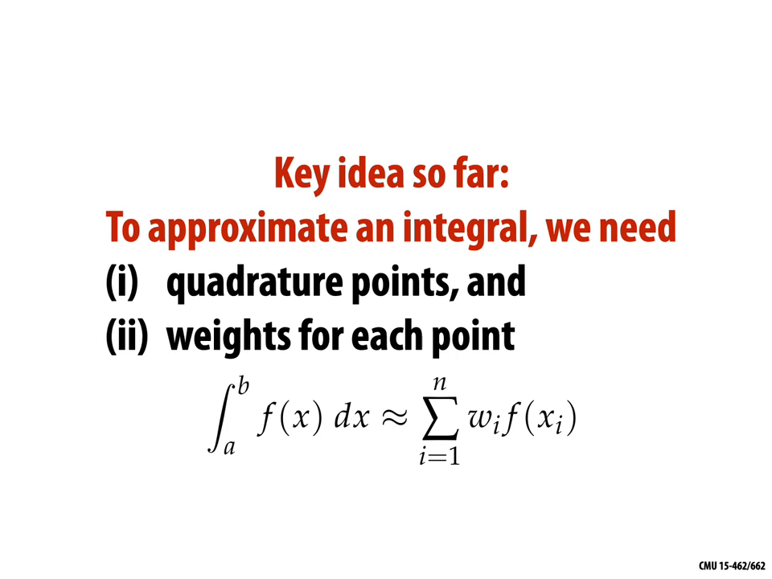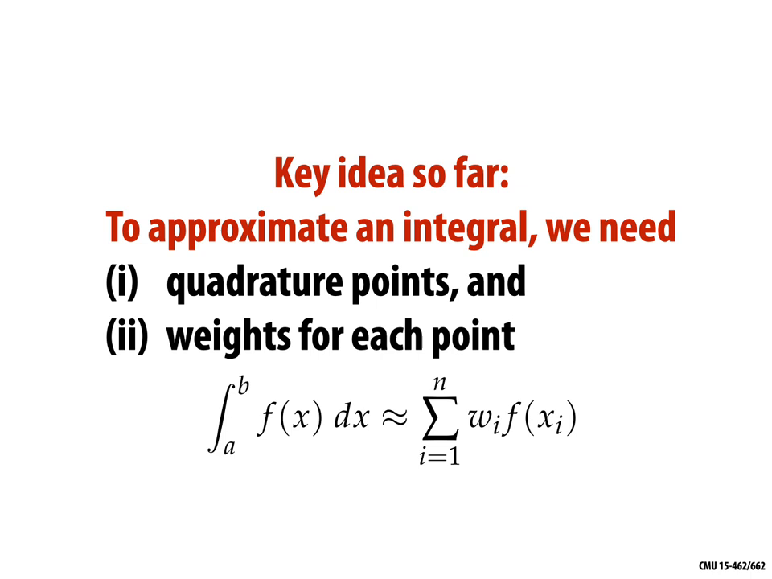Okay? So the key idea so far is that whenever we want to approximate an integral, we're going to need two pieces of information. We need to know what are the quadrature points, where do we want to sample the function, and two, what are the weights that we associate with these sample values? How much does each value contribute to our final integral estimate? Importantly, these weights and sample points are, of course, not arbitrary. If I just pick completely bizarre weights and completely arbitrary locations for the samples, there's no reason that this must approximate the integral.